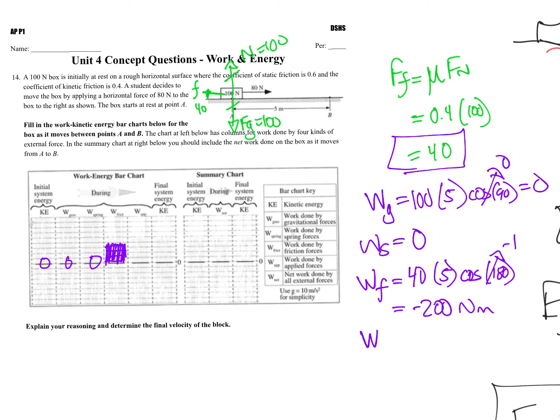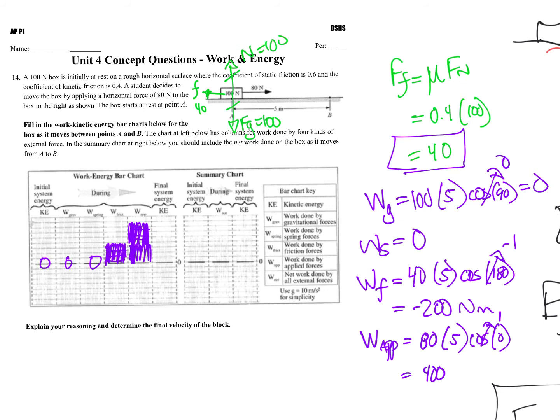And then the work done by the applied is going to be 80 times 5 times the cosine of 0. And in this case, my cosine of 0 would be 1, and so that is 400. So 200 is 4 blocks, 400, so 50, 100, 150, 200. So that's the work done by the applied.